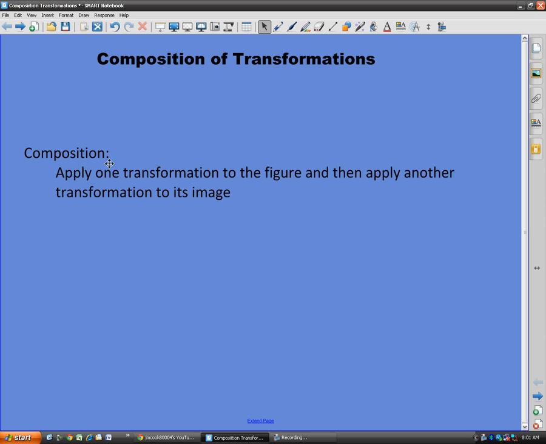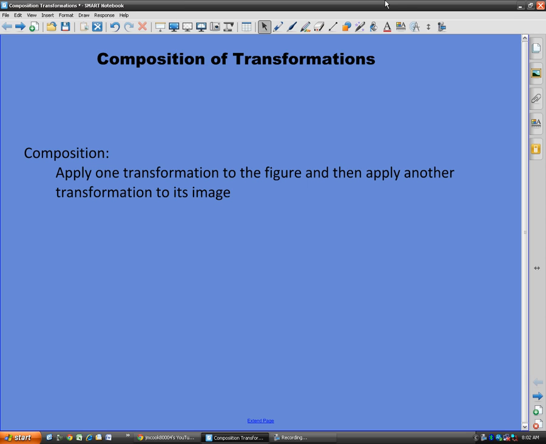In this video we're basically going to talk about taking a figure and transforming it twice. There are many ways you can do this. Basically it's applying one transformation to a figure and then applying another. It could be a reflection and a rotation, two reflections, or two slides. Anytime we apply two transformations, moving the figure once and then applying another transformation to that movement, we end up with the composition of transformations.